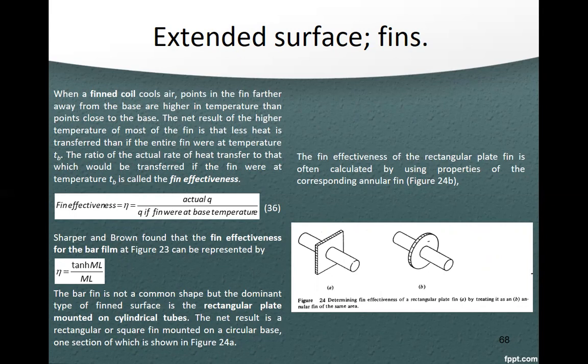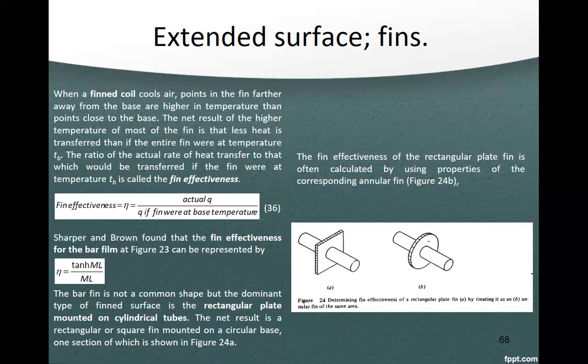The ratio of the actual rate of heat transfer to that which would be transferred if the pin were at temperature T sub B is called the pin effectiveness, which is equal to N is actual Q over Q if the pin were at base temperature. So Sharper and Brown found that the pin effectiveness for the bar in figure 23 can be represented by N is equal to hyperbolic tangent of mL divided by mL. The bar pin is not a common shape, but the dominant type of pin surface is the rectangular plate mounted on cylindrical tubes.